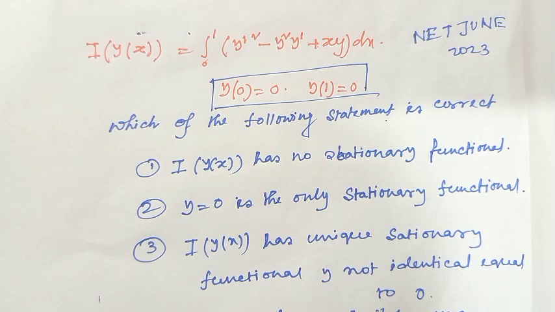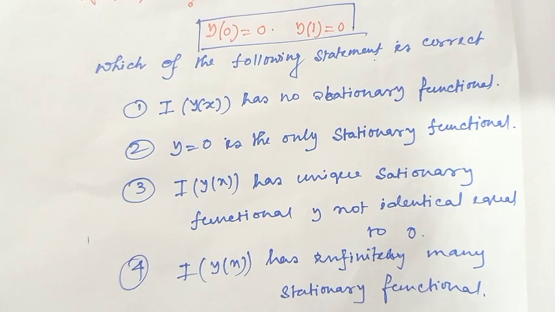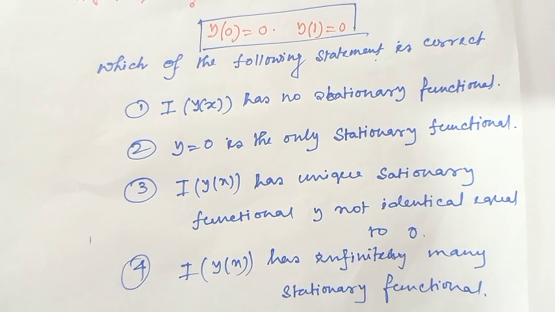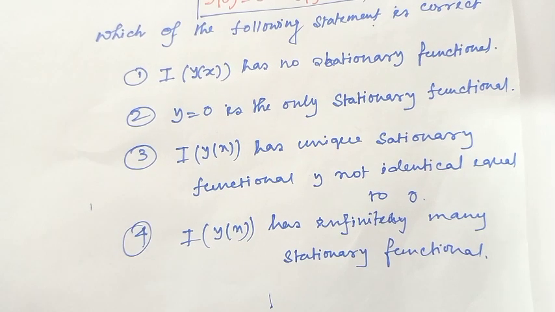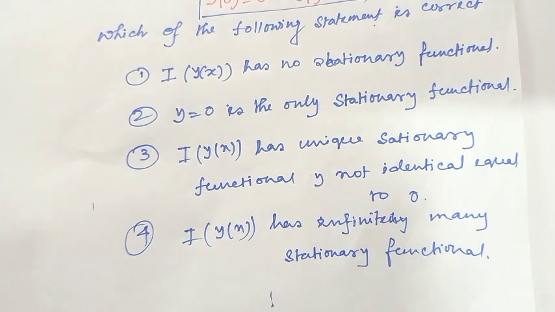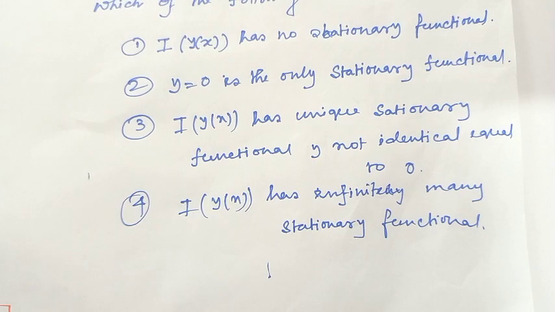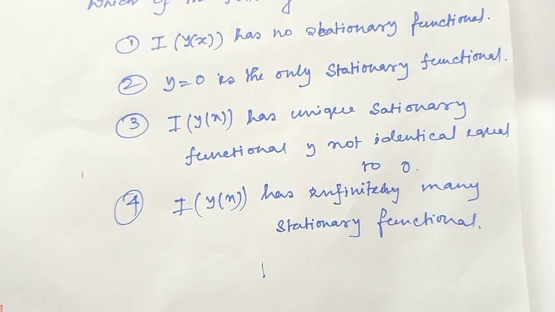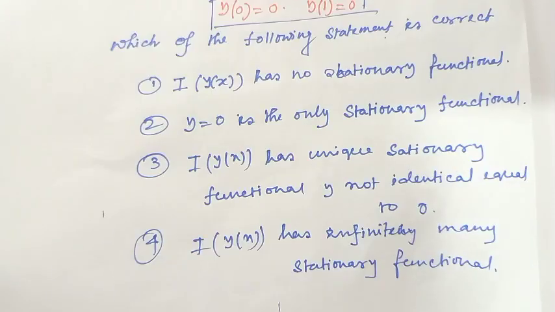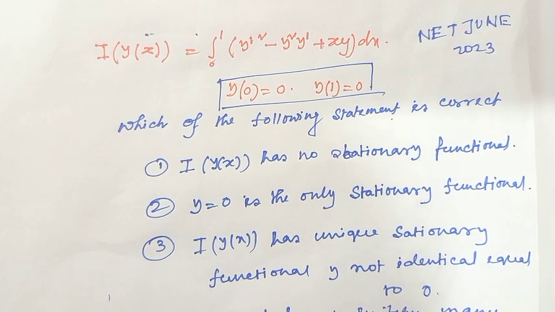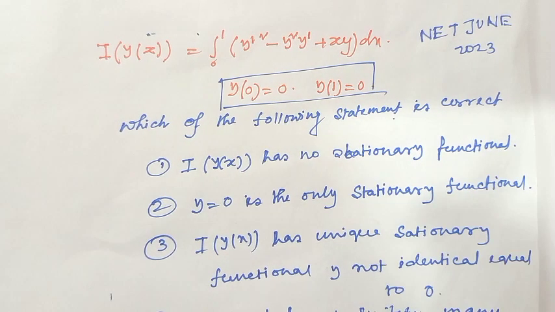Option 1, y(x) has no stationary functional. Option 2, y = 0 is the only stationary functional. Option 3, y(x) has a unique stationary functional and y is not identically equal to 0. Option 4, y(x) has infinitely many stationary functionals. I hope all my viewers have understood this question easily. Now let's see the solution. At first try on your own, then see my solution.